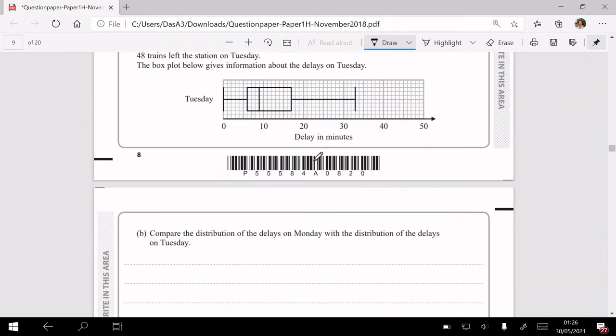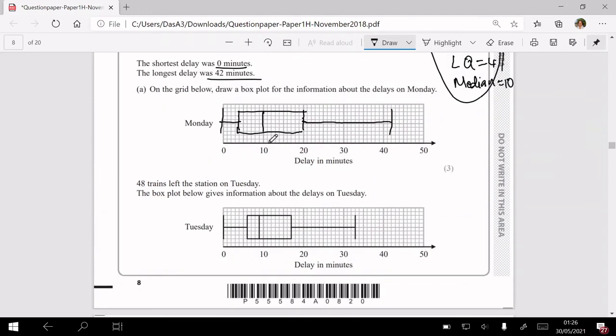Compare the distribution of the delays on Monday with the distribution of the delays on Tuesday. Whenever they ask you to compare things, the things you need to look out for are the median and the interquartile range. For example, you look at the median for Monday and Tuesday, and you realize the median for Tuesday is smaller than the median for Monday. So you can say that the median delay time on Monday was greater than the median delay time on Tuesday, or the other way around. It doesn't matter, in the sense that you can say it was smaller on Tuesday than Monday.